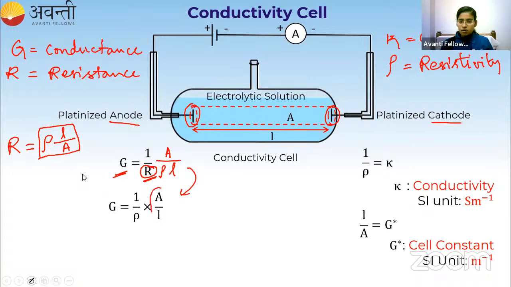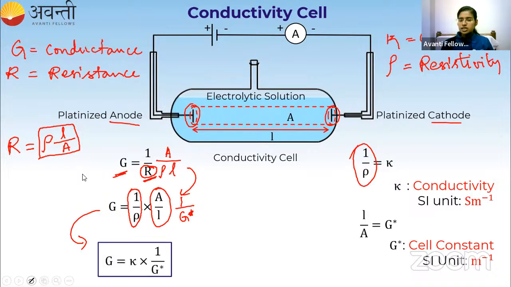So here I have A by L. So what can I write here? I can write 1 by G star. And here I have 1 by rho. 1 by rho is actually equal to kappa. So I can write this relation as G is equal to kappa into 1 by G star. Okay, which is a very important relation you should know. Got it? So instead of 1 by rho, I have substituted kappa, and instead of A by L, I have substituted 1 by G star.